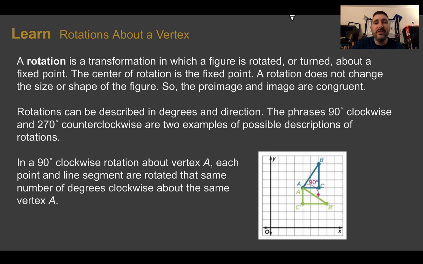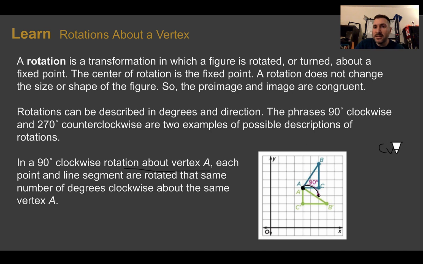So whatever it tells you that it's rotating about, that point is going to stay in the same spot. So notice A and A prime are in the same location because it was rotated about that vertex. Then everything else rotated the degrees that it tells you. So 90 degrees is just 1/4 of a turn.